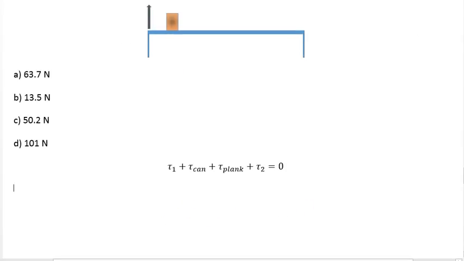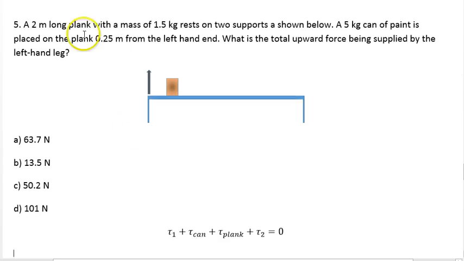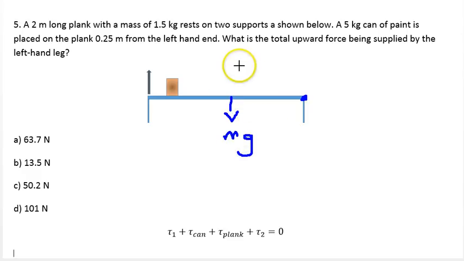Let's make life easy on ourselves. We're going to call this the pivot point. If we call that the pivot point, what does that mean? We've got a plank that is 2 meters long, and this is 0.25 meters from that end. So if we call this the pivot point, that means we have mg here, and that's going to be at a distance of 1 meter.